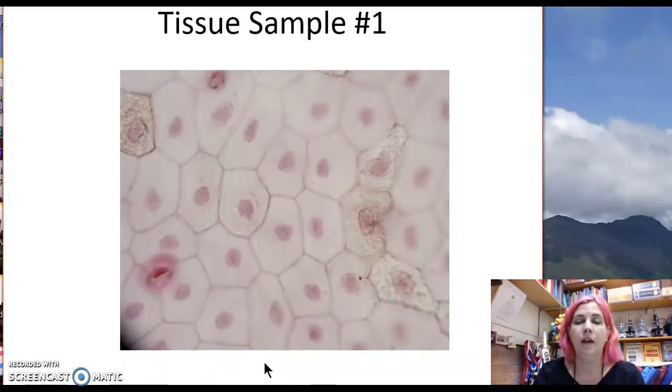Okay, so now I'm going to ask you to look at the tissue samples and try to figure out what they are. So hopefully, as you look at the tissue samples on your own, you can see what each tissue sample is. And if you haven't gone through this already, go back and look at the PowerPoint separately. So this tissue sample is skin epithelia.